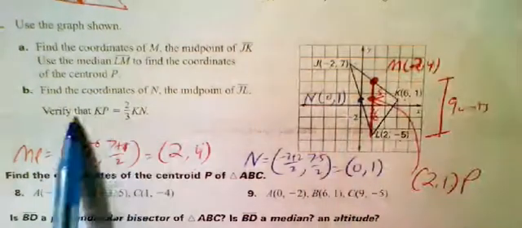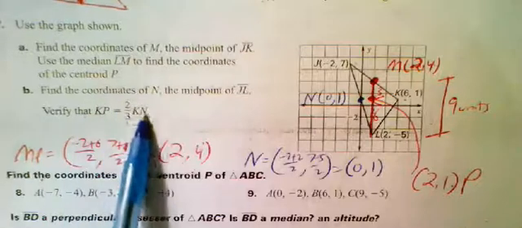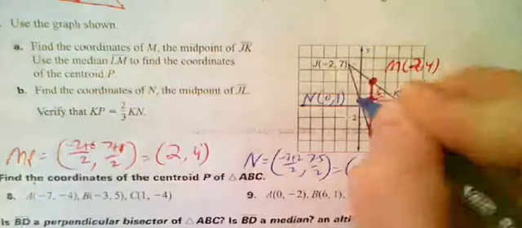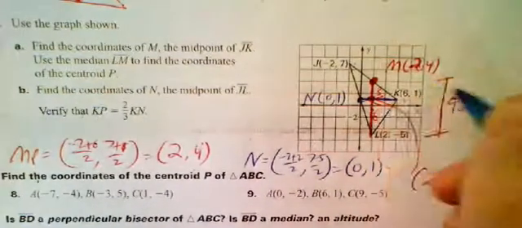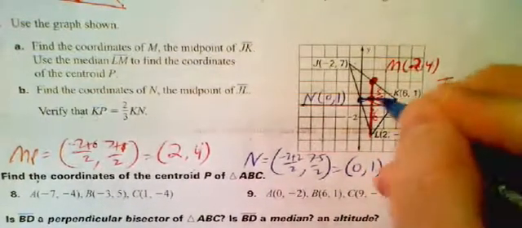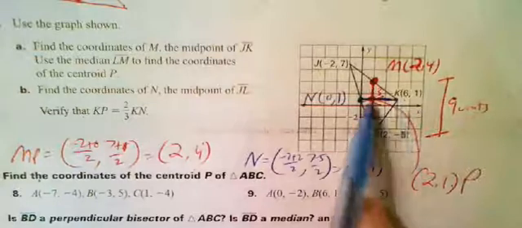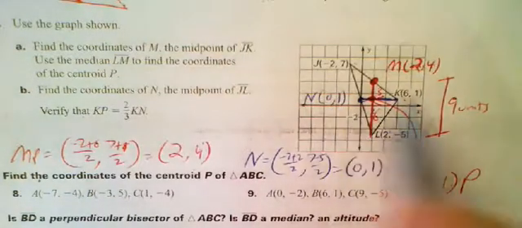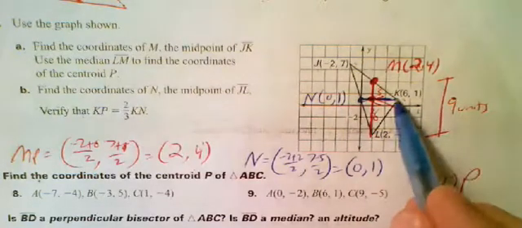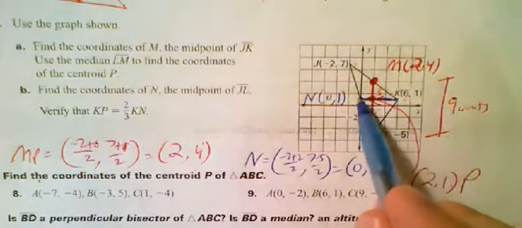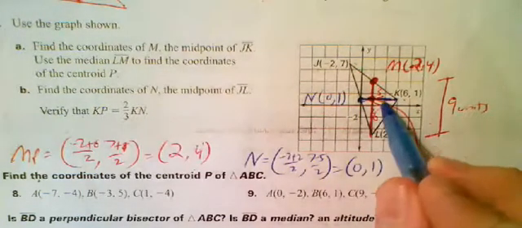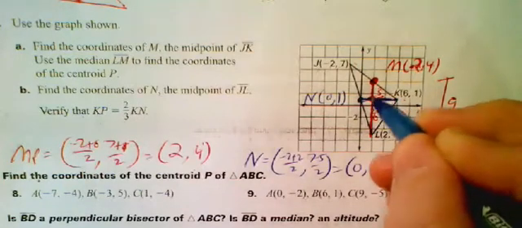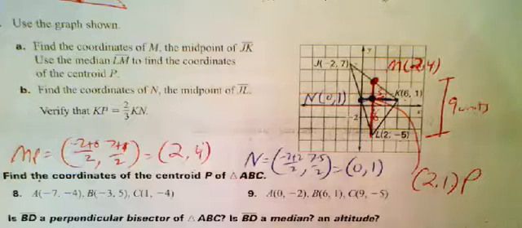And they said to verify that KP is 2/3 KN. So KP is right here. I'm sorry, P is here. KP is this part, and they want you to verify that it's 2/3. So how far is it from (6, 1) to (0, 1)? From (6, 1) to (0, 1), it looks like we had to go over 6 full units, right? So 2/3 of 6 units would be 4 units. And is it 4 units across? 2, 4. Same thing.